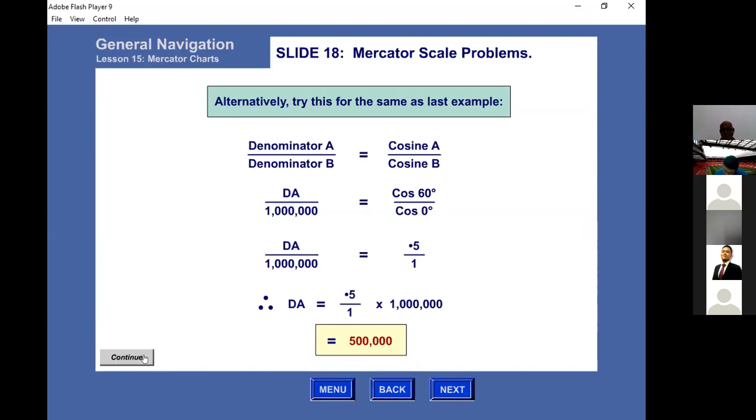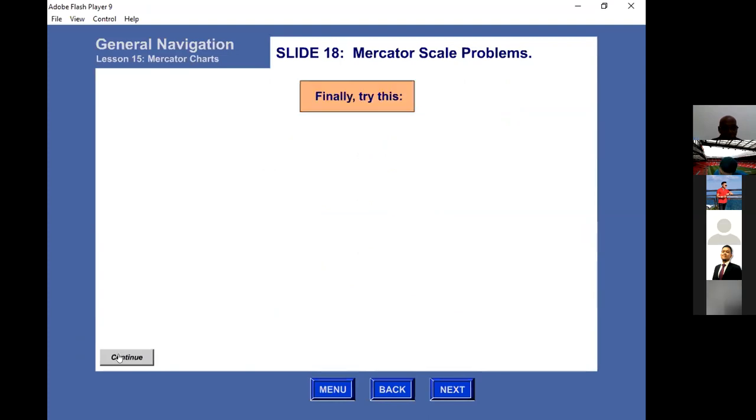Is this clear? The use of this formula, we've done it before when we did scale. Yeah? Yes, sir. Clear, yes, sir. Asraf, Abdul, we did this when we did scale. Yes? Yes, sir. Correct.